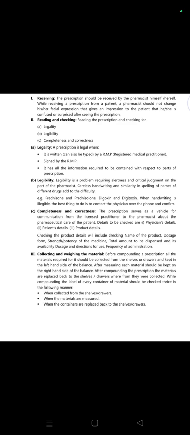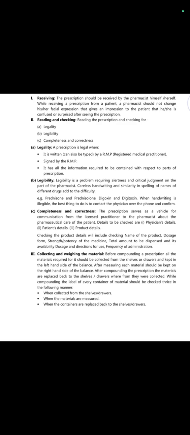Legibility. Legibility is a problem requiring alertness and critical judgment on the part of the pharmacist. Careless handwriting and similarity in spelling of names of different drugs add to the difficulty. For example, prednisone and prednisolone, digoxin and digitoxin. When handwriting is illegible, the best thing to do is to contact the physician over the phone and confirm.